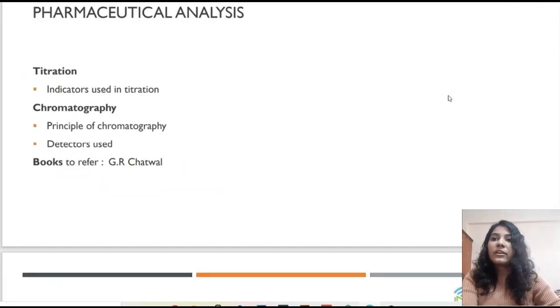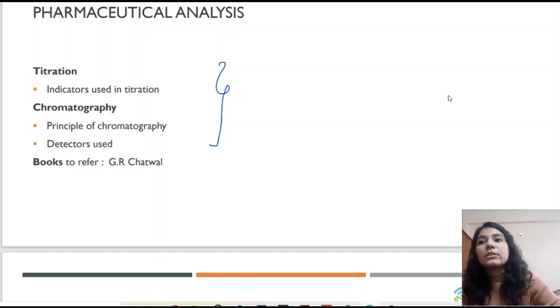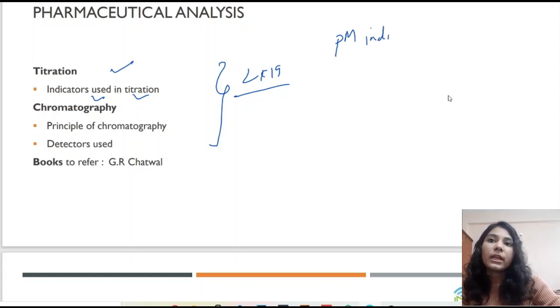Okay, then there is titration. Mainly in titration you should be clear about the principle of the titration, mainly the indicators which are used in different titrations. Like in 2K19 paper, a question was asked on which indicators are used in a particular titration.